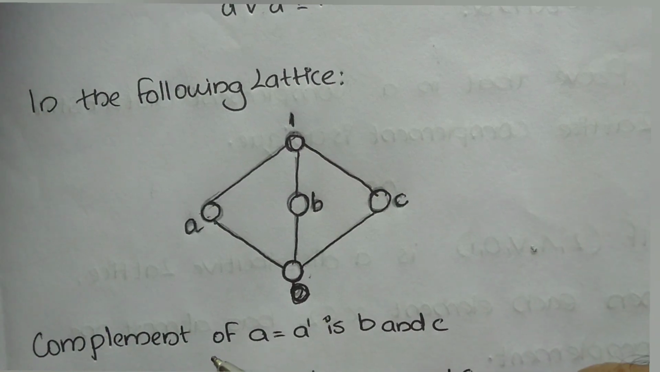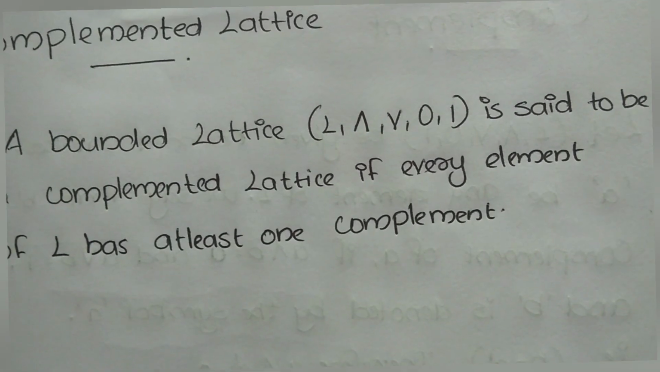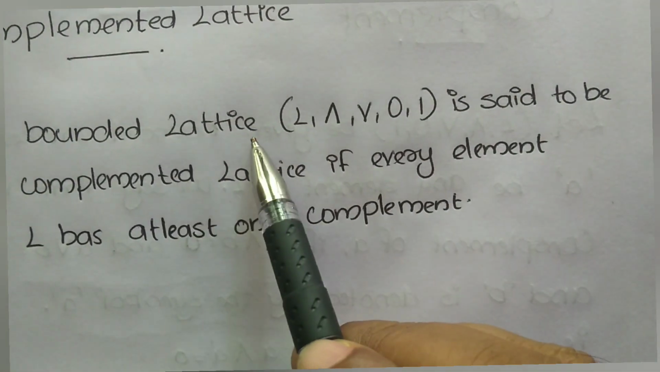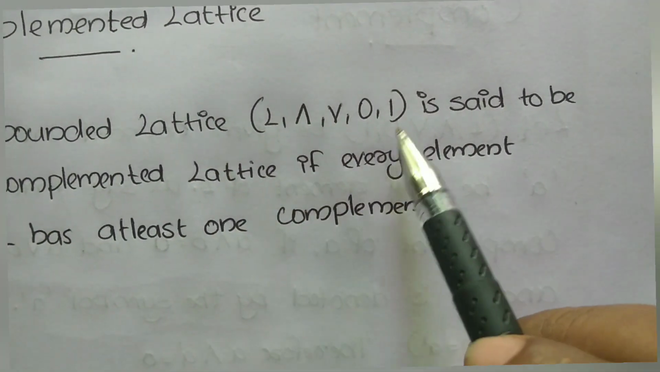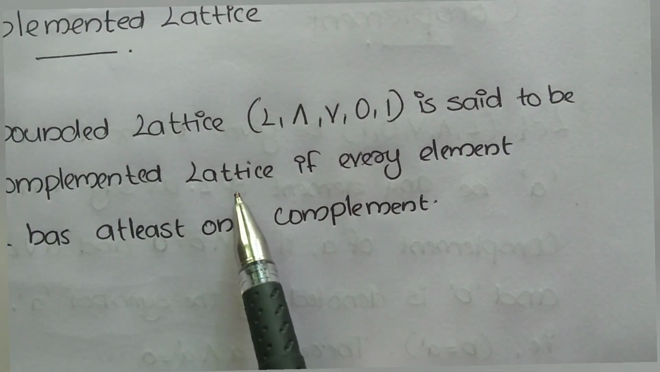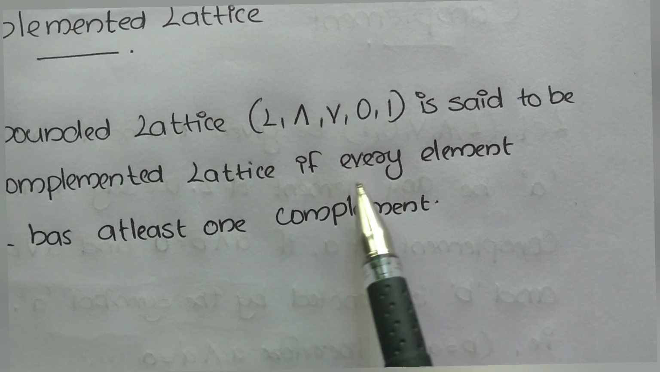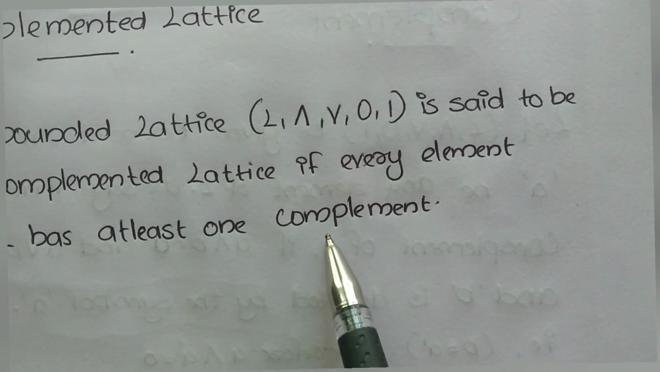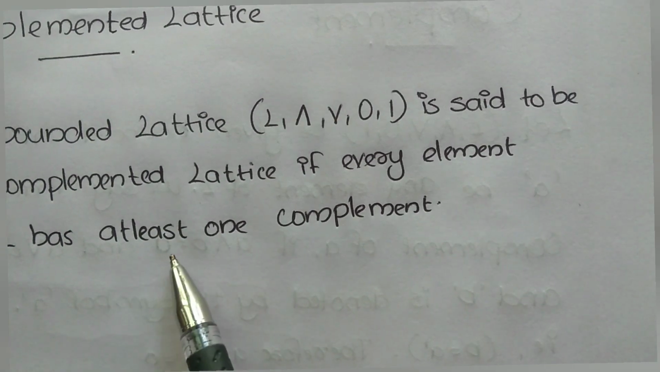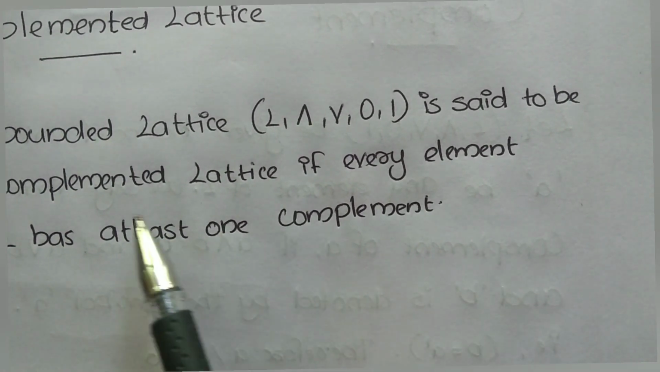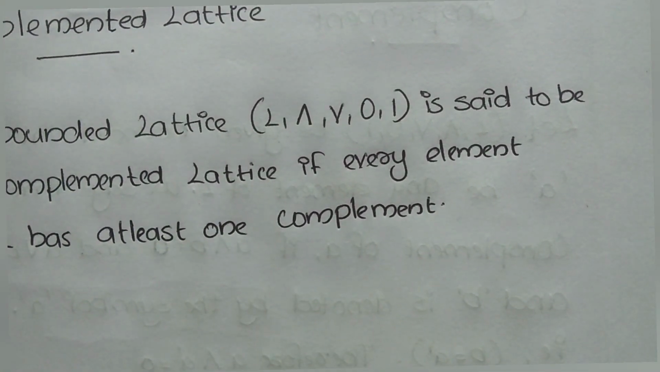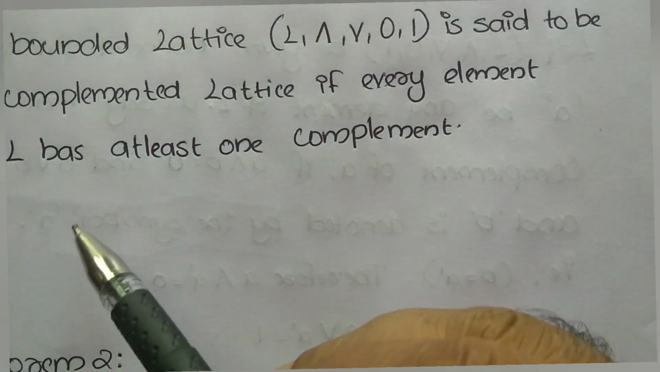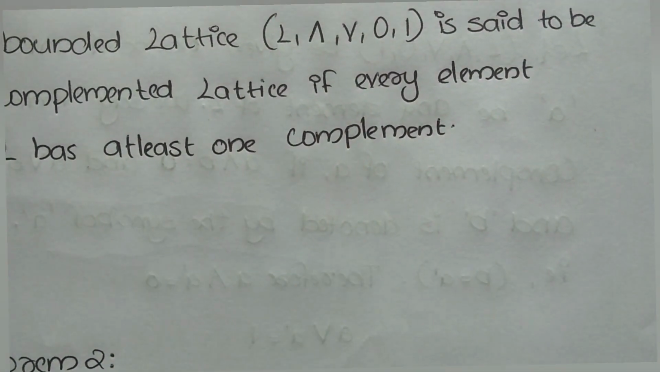So let us go through the next definition. A bounded lattice L is said to be a complemented lattice if every element of L has at least one complement. That is, the previous example is a complemented lattice because every element of L has at least one complement.